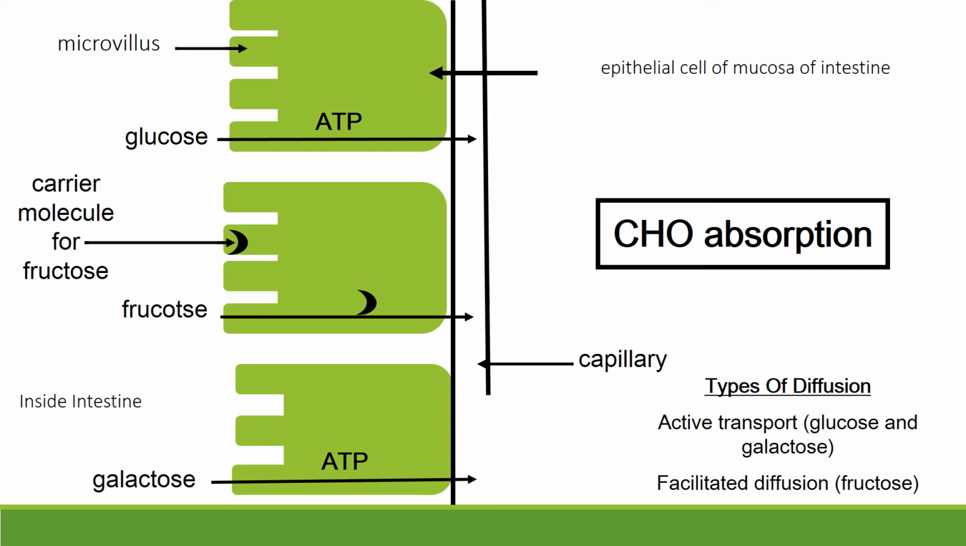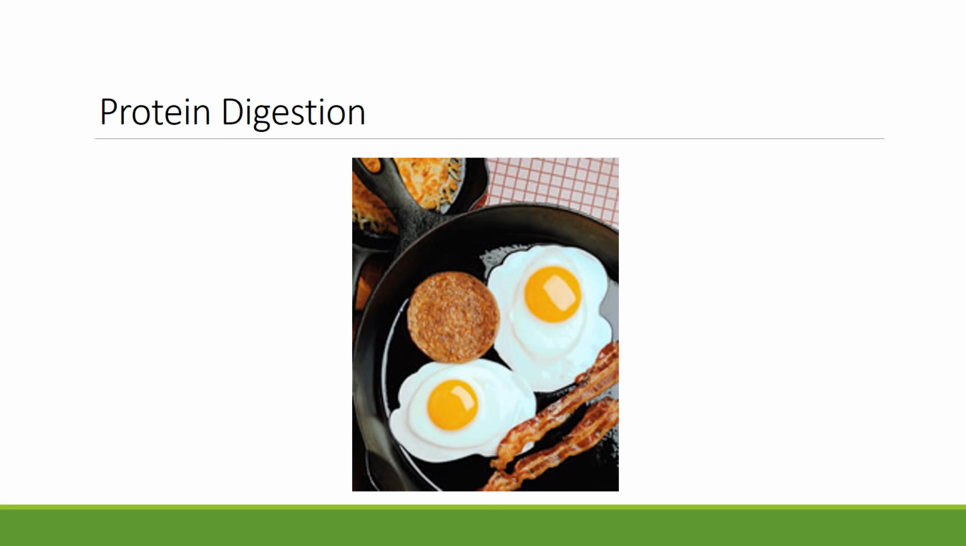Remember that the breakdown products, the building blocks of carbohydrate digestion, are glucose, galactose, and fructose. In order for glucose to cross the epithelial cells of the mucosa of the intestines, it needs ATP. This is called active transport. It's the same with galactose. It also requires ATP to cross the intestinal cell. In the case of fructose, it does not require ATP, but instead requires a carrier molecule, and this is called facilitated diffusion.